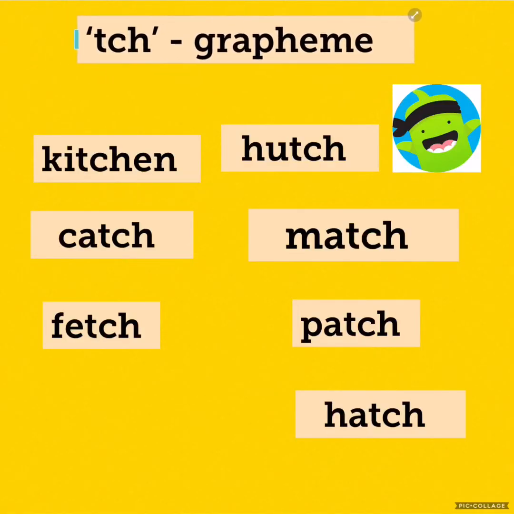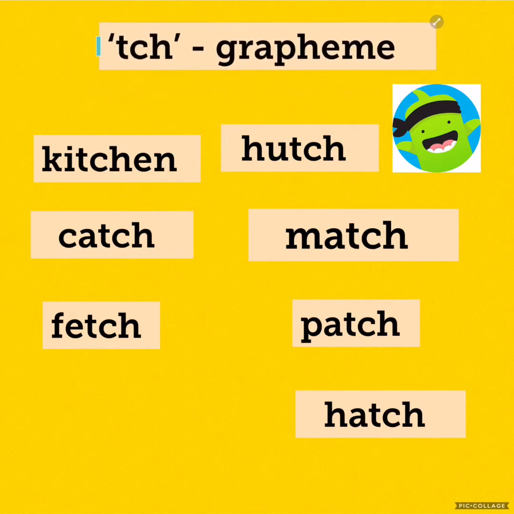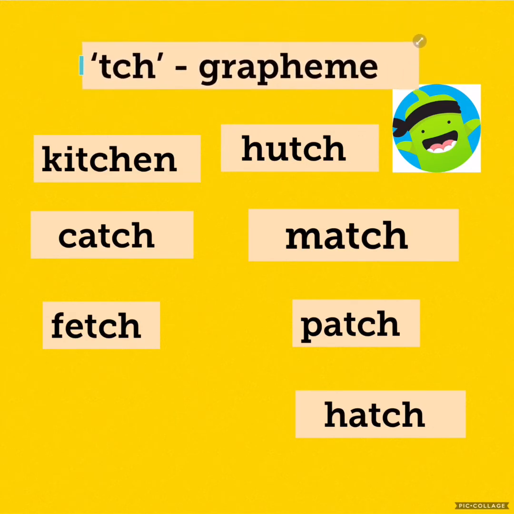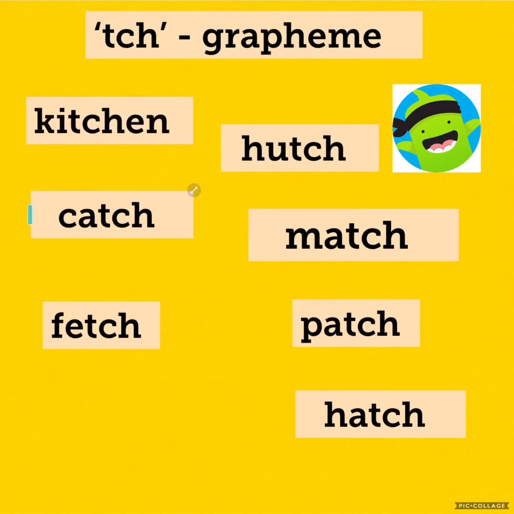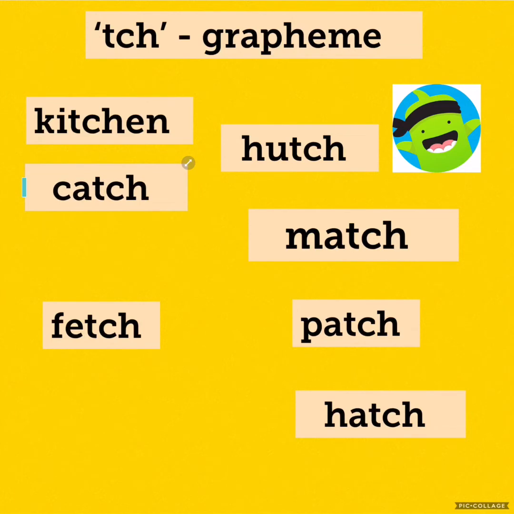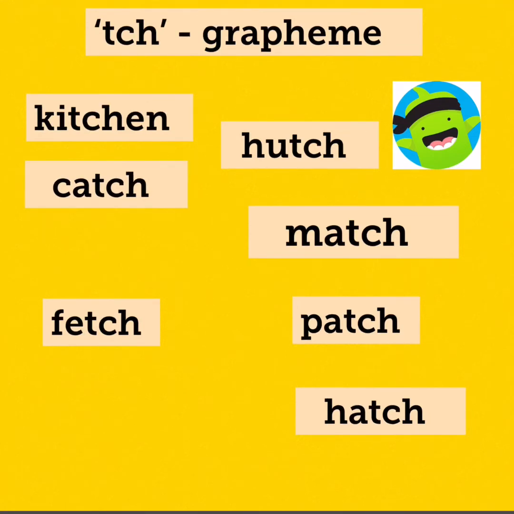And the second way to represent that ch sound is the TCH grapheme. TCH also makes that ch sound, and let's have a look at some examples. For example, the first one here is kitchen, and you can see right in the middle of that word TCH making that ch sound in kitchen.